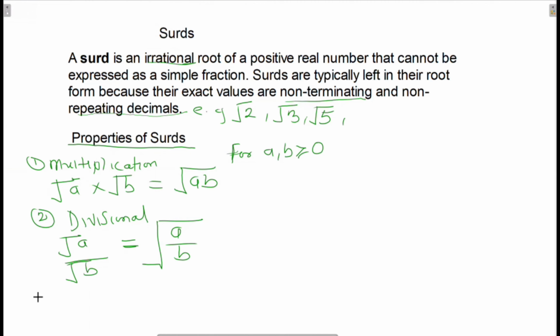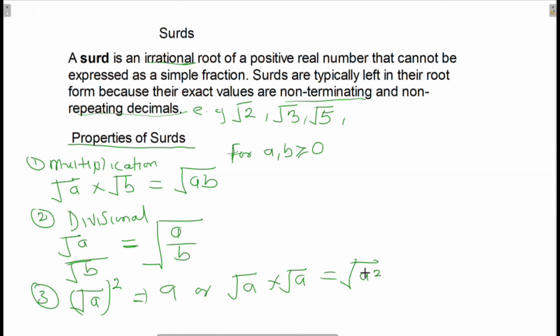Now the third one I want us to see here: don't forget that when we have a square and a square root, we cancel. So the square root of A, squared, is A. Or we can say root A times root A is root A squared, and this square and square root cancel, and we still have our A.